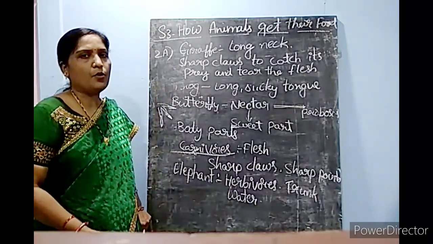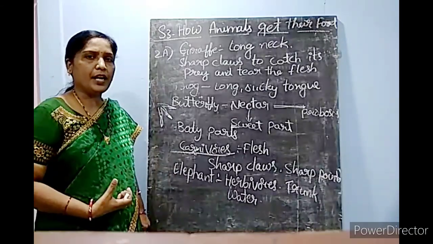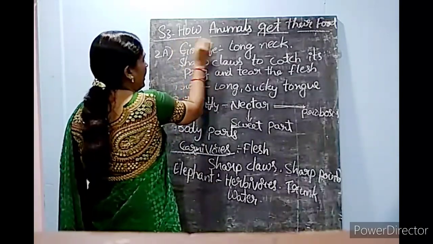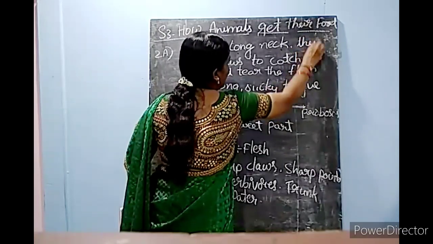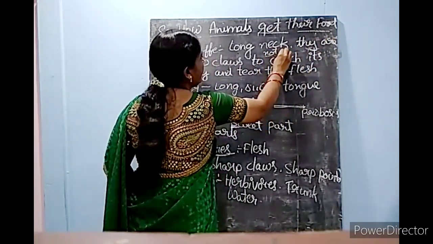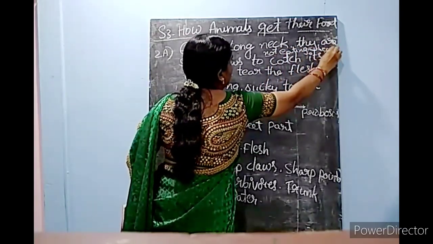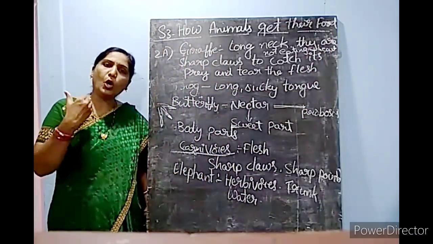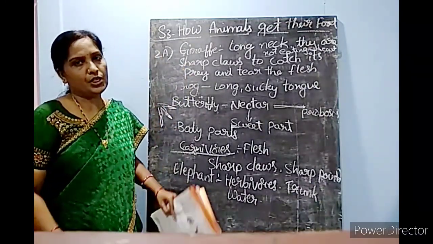What do lions have? Lions have sharp claws. Then why don't they have a long neck like a giraffe? They do not have a long neck like a giraffe because they do not need to eat leaves. They are not eating leaves. Because of this, they do not need a long neck at all. So this is the answer for your second question, children.